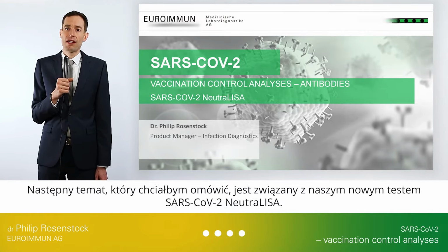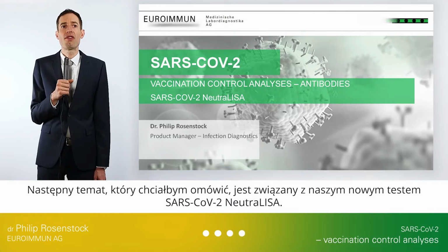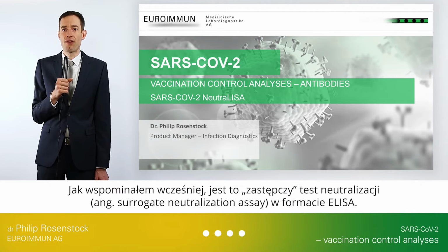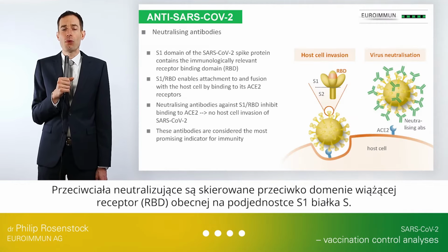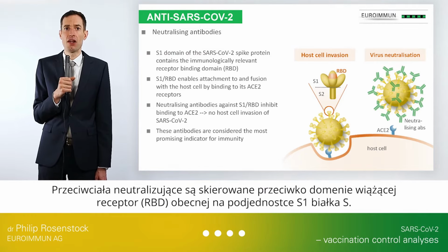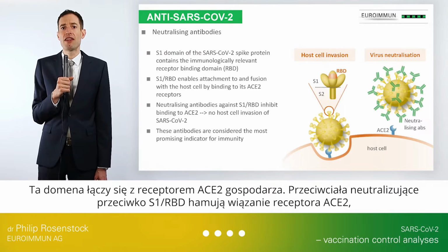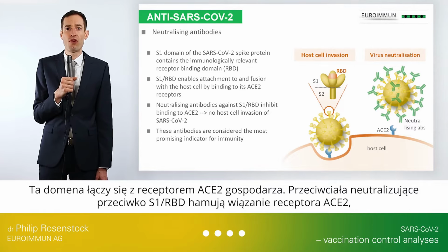So the next topic I'd like to talk about is our new NeutraLISA. As mentioned before, that's a surrogate neutralization assay in an ELISA format. Neutralizing antibodies are directed against the receptor binding domain that is present on the spike S1 subdomain. This receptor binding domain interacts with the ACE2 receptor on the host cell.